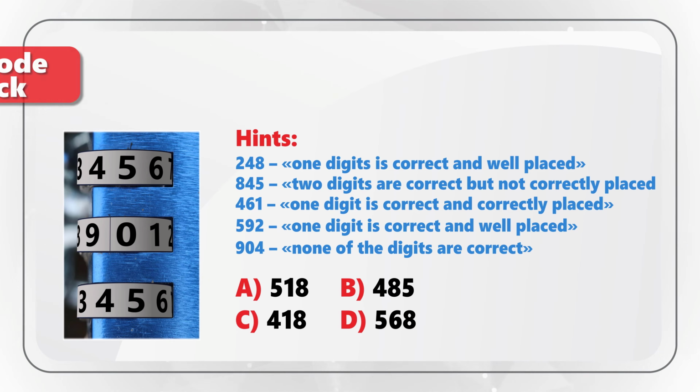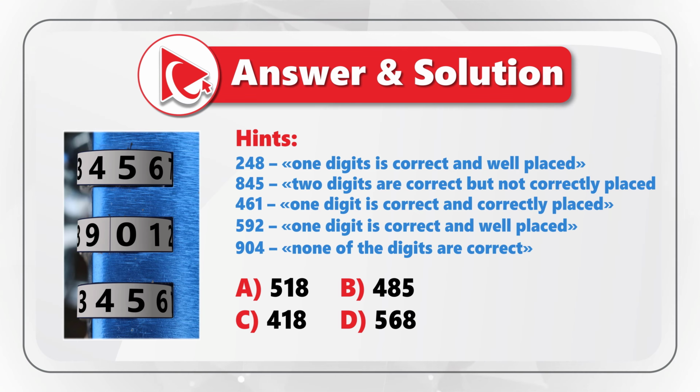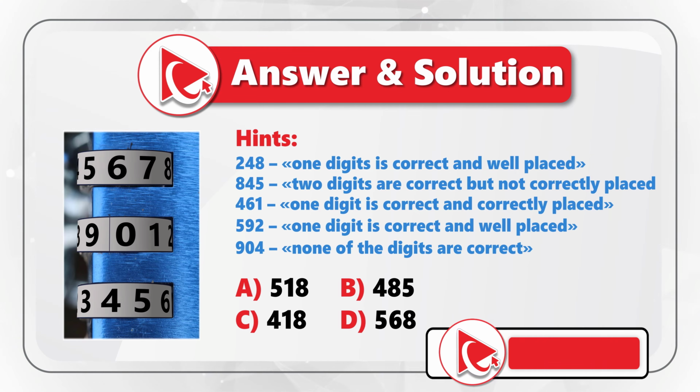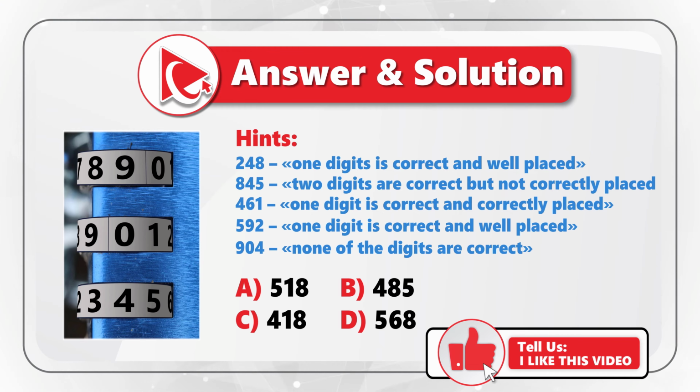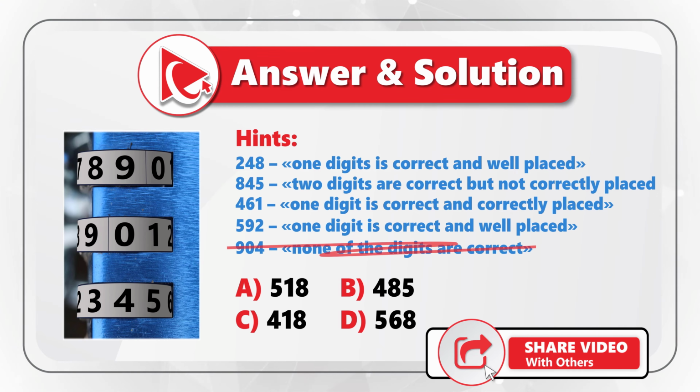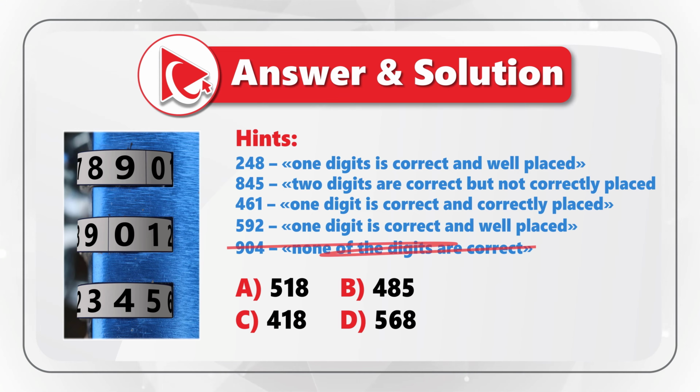As you might have guessed, you solve this problem through elimination. And I'm going to start with hint number 5, because it's the most helpful of all. Once we've learned that in combination 904 none of the digits are correct, we can eliminate 2 possible answers. We can eliminate both choices B and C, because both of them have digit 4, which is an incorrect digit.